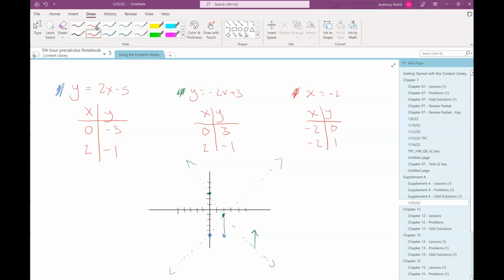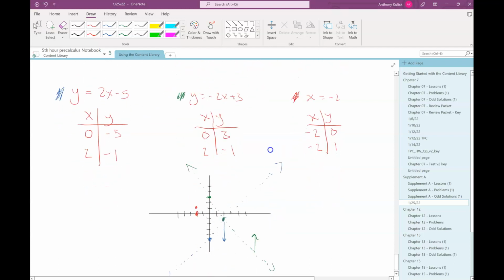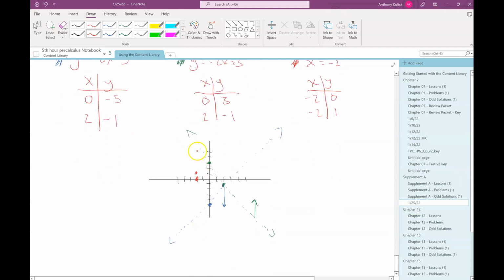And then my last one is the vertical one. So I have -2, 0 and -2, 1. And that's a greater than or equal to. So that's going to be a vertical line that's solid. And since it's greater than, we're shading to the right.